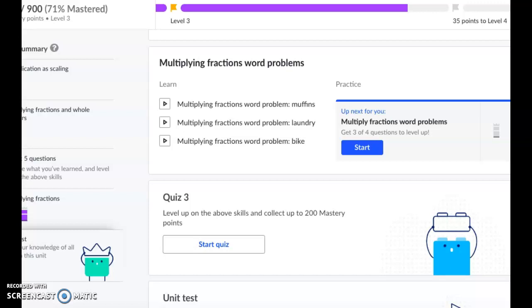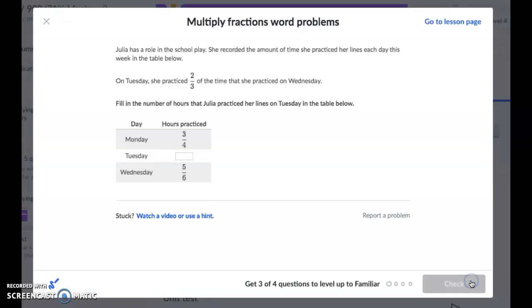Khan Academy multiply fractions, and we're working on the last subtopic, multiply fractions word problems. Julia has a role in the school play. She recorded the amount of time she practiced her lines each day this week in the table below. On Tuesday, she practiced 2/3 of the time that she practiced on Wednesday. Fill in the number of hours that Julia practiced her lines on Tuesday in the table below.